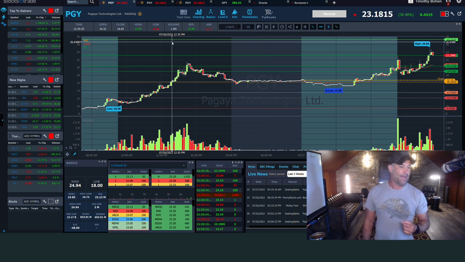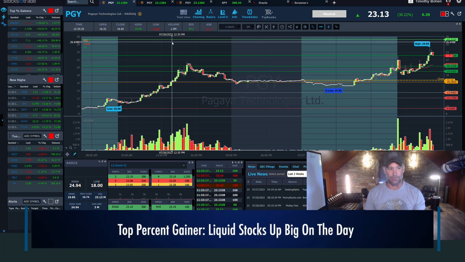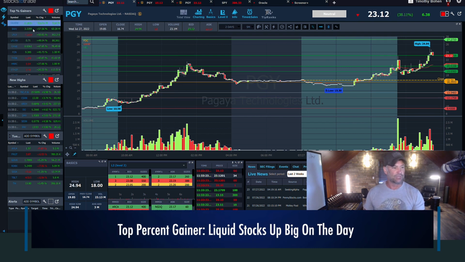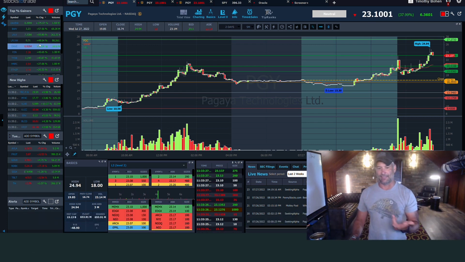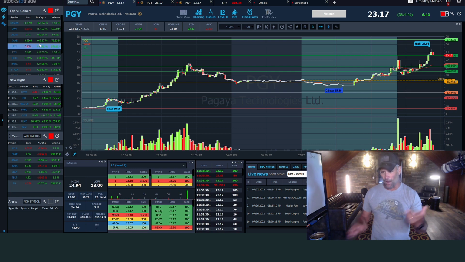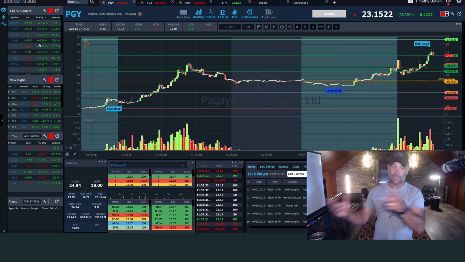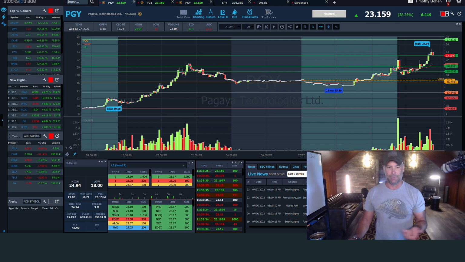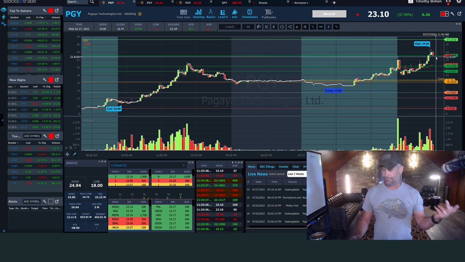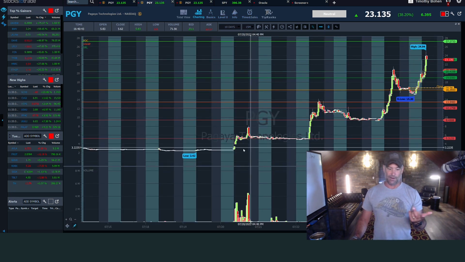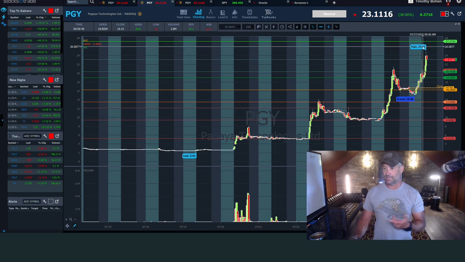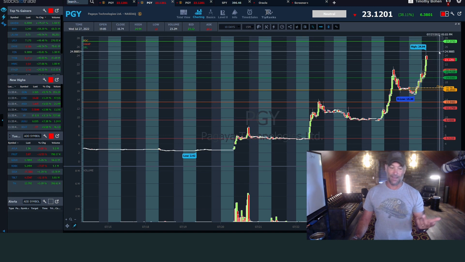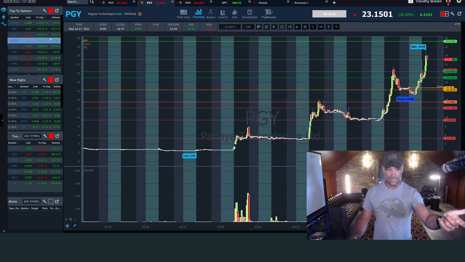So anyway, top percent gainers, just a simple scan looking for liquid stocks that are up big on the day. And you can see, most of the time these are going to be low price stocks. And why less than $20? That is kind of the cutoff point where you don't get the extreme volatility, unless you've got something like PGY. Actually, PGY, this stock, it's like a 500,000 floater. Pretty incredible. Started the week at 2, just hit 24, 25. That shows you the power of these big movers.